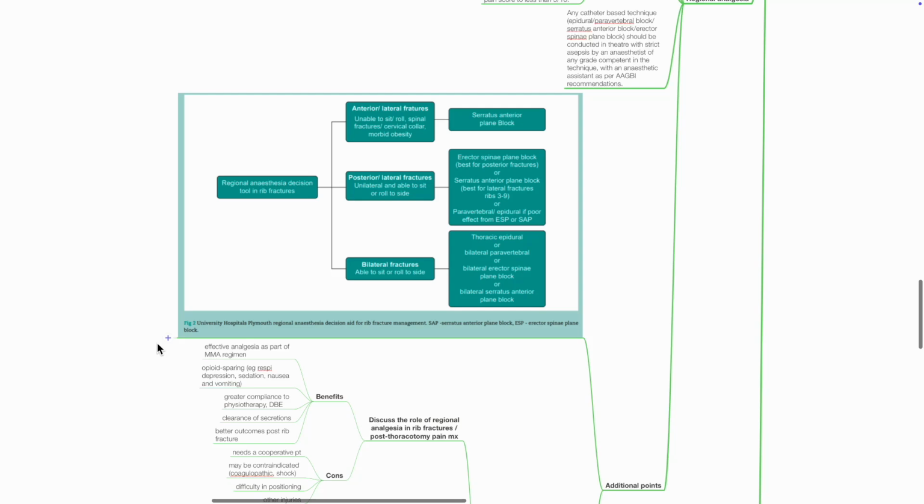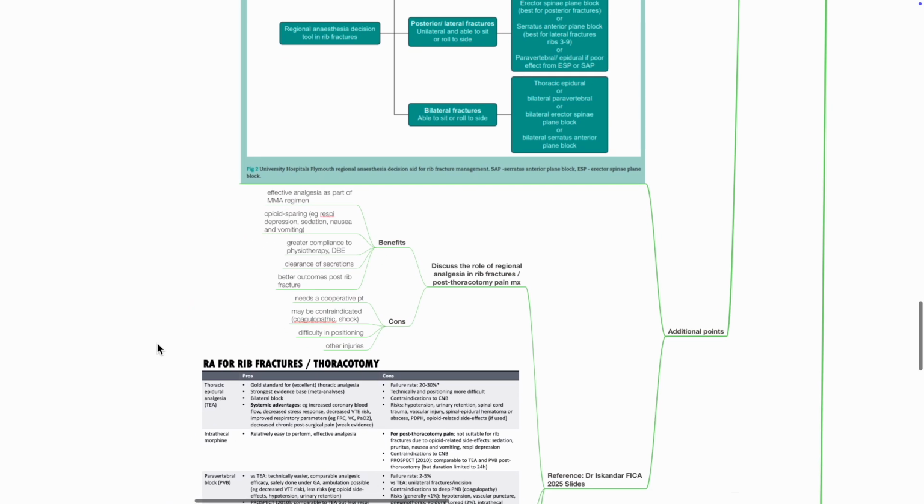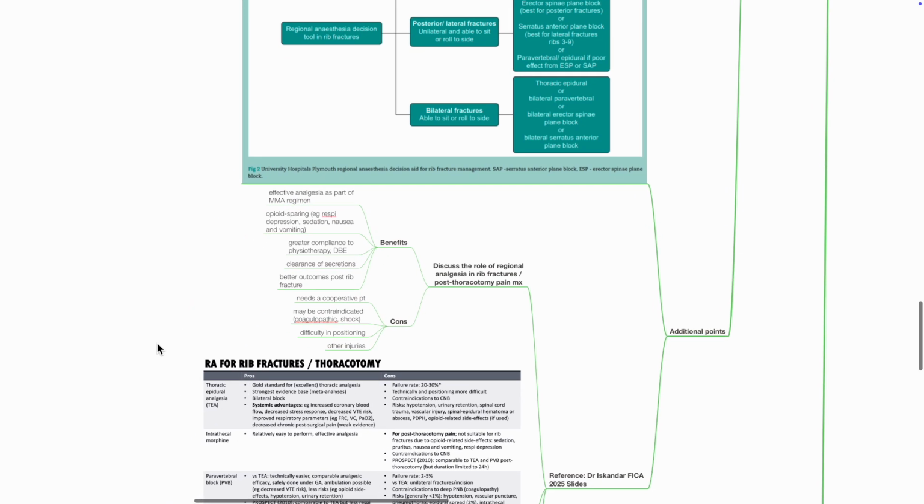For bilateral fractures and able to sit or roll to the side, options include thoracic epidural, or bilateral paravertebral, or bilateral ESP block, or bilateral SAPB. Discuss the role of regional analgesia in rib fractures or post-thoracotomy pain management.